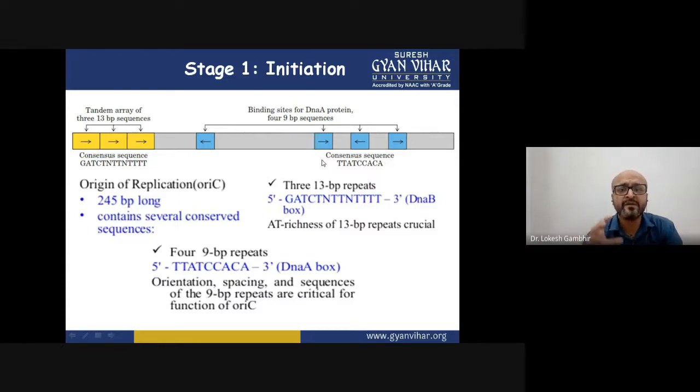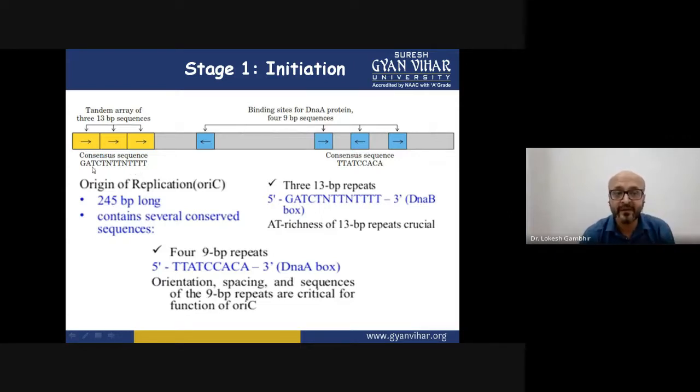And those conserved sequences fall in two categories. The two categories I have represented here in terms of colors. What colors? Yellow and blue. Now first let us look at this particular yellow stretch. This yellow stretch is made up of three consecutive repeats. We call them tandem repeats. Why? Because they are repeated one after the other.